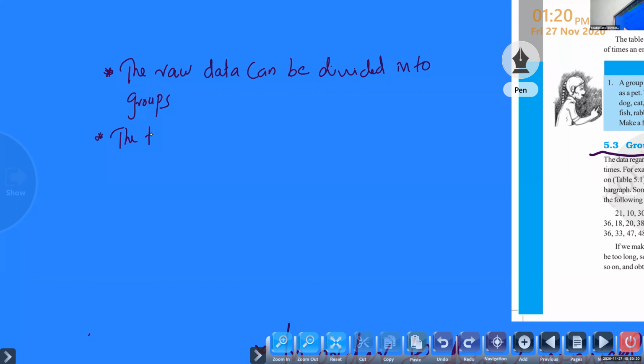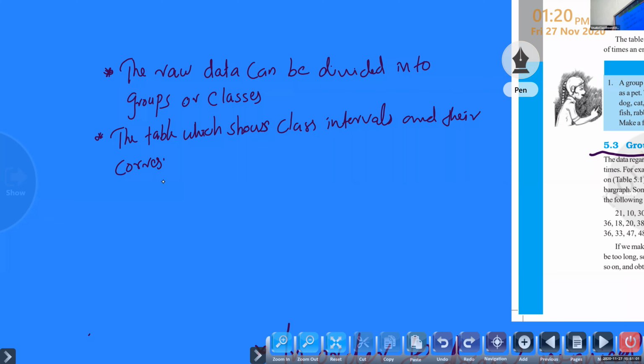The table which shows grouped classes and corresponding frequencies, the groups or classes, the table which shows class intervals and their corresponding frequencies is called a grouped frequency distribution table.